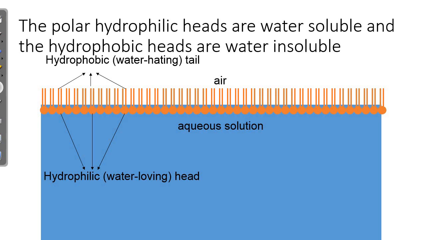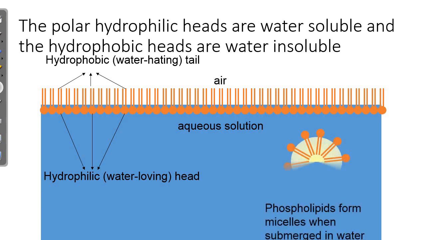Now, since the polar hydrophilic head is water soluble and the hydrophobic tail is water insoluble, if we put a droplet of phospholipid into water, it will form a micelle. That is, phospholipid forms a micelle when submerged in water. So a micelle is like a sphere with heads facing outside and tails facing inside, that is away from the water.